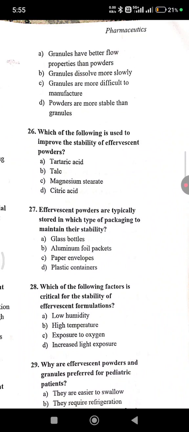Let's go to question number 26. Which of the following is used to improve the stability of effervescent powders? That is option D, citric acid.